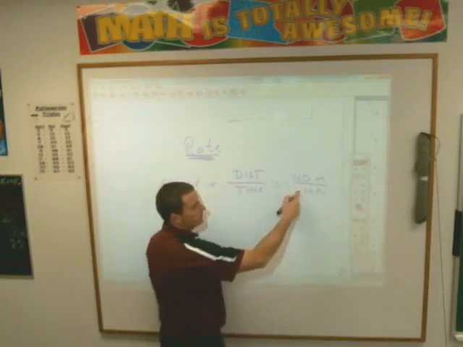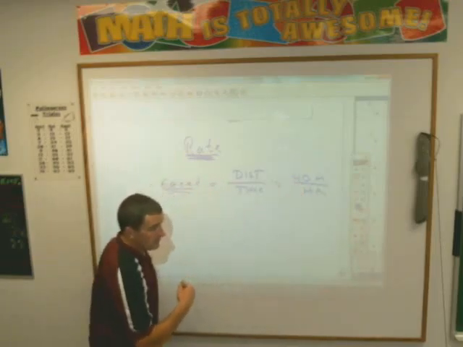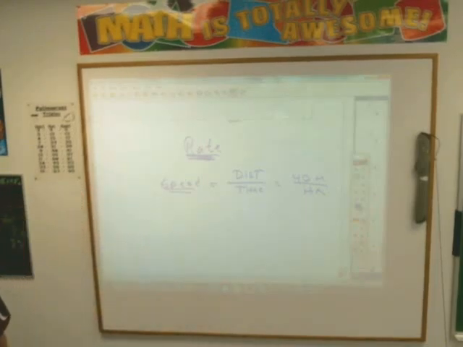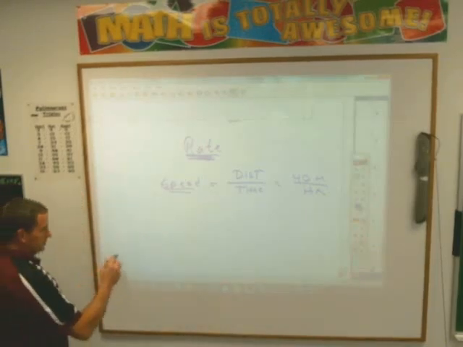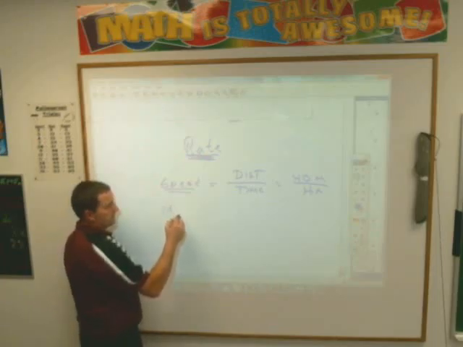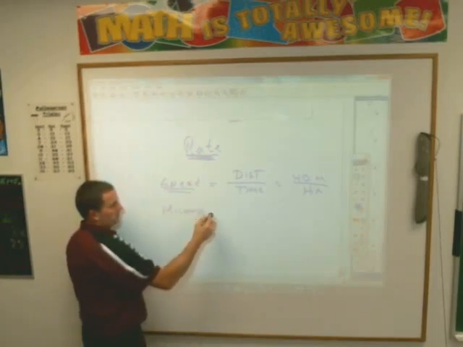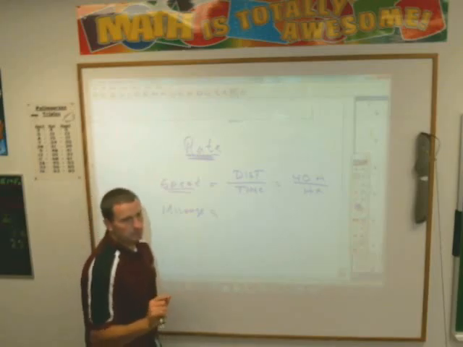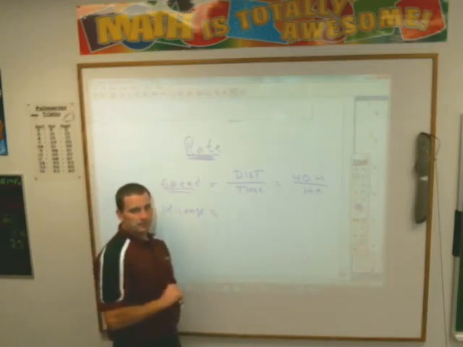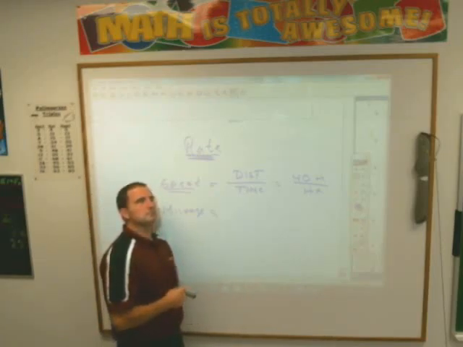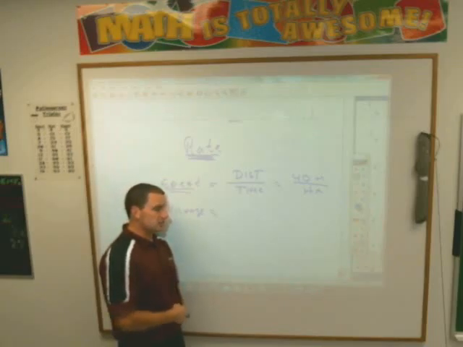So it's a 40 to 1 is the ratio or the comparison, 40 miles to 1 hour. Another thing we do rate on is mileage. Think about this. If somebody asks you what is the mileage of your car, in other words, what kind of gas mileage do you get?